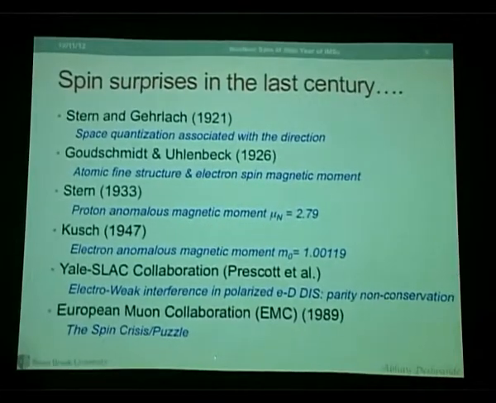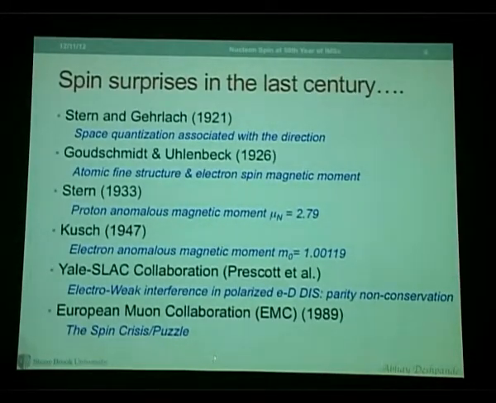All right, let's go to the next one. Here are, I thought, experimental results that we saw in the last century that changed the way we think about physics. First was the Stern-Gerlach experiment in 1921, which discovered the space quantization associated with the direction. The Goudsmit experiment in 1926 told us something about the atomic fine structure, the electron spin magnetic moment. Stern's experiment in 1933 told us that the proton's anomalous magnetic moment is unusually large, that the proton was not a point particle per se, it had to have some distribution, a structure.